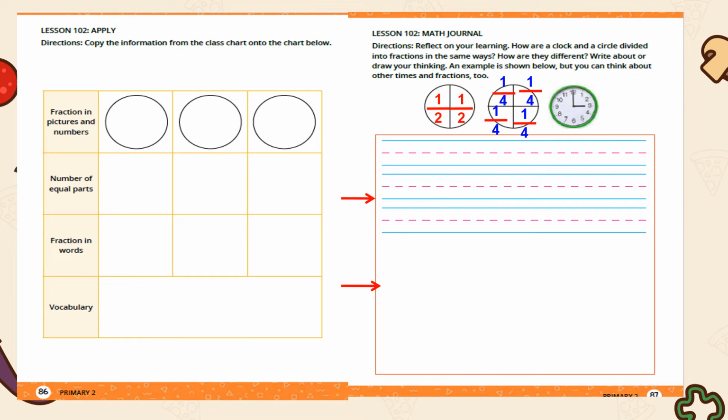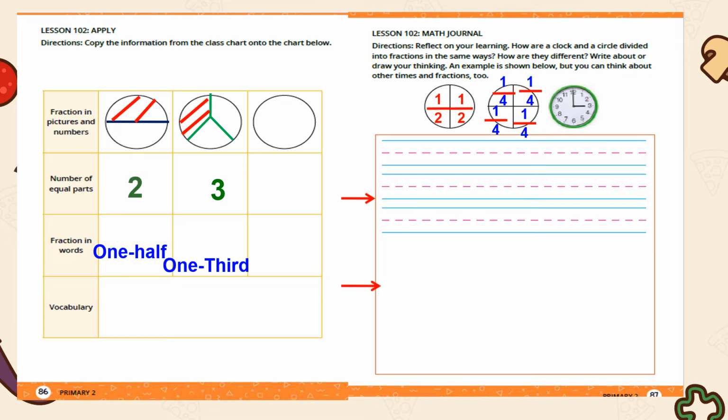The apply part copies the information from the class chart onto the chart below. So, if we divide the first circle into 2 equal parts, the number of equal parts is 2. The fraction here will be 1/2. Next circle, if we divide it into 3 equal parts, the number of equal parts is 3. The fraction will be 1/3.